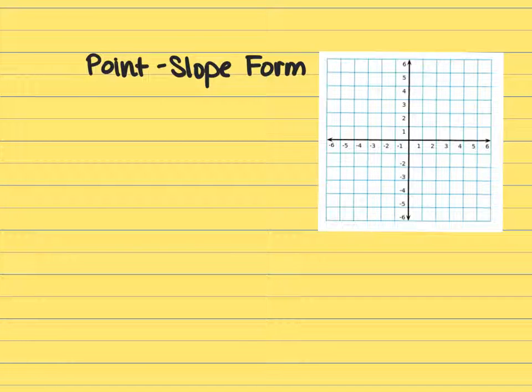At first it was hard to figure out how to get the right equation just with slope and a point, but I'm going to show you an equation that helps us to get that right away. It's called the point-slope form. I've already written it on the whiteboard in the classroom, and it looks like this. y minus y1 equals m times x minus x1.